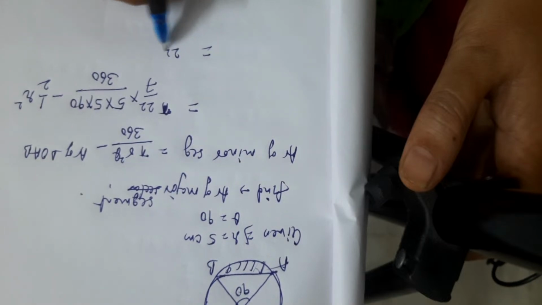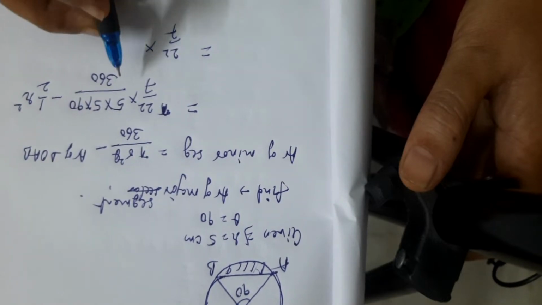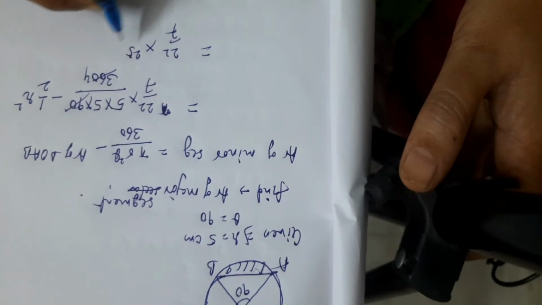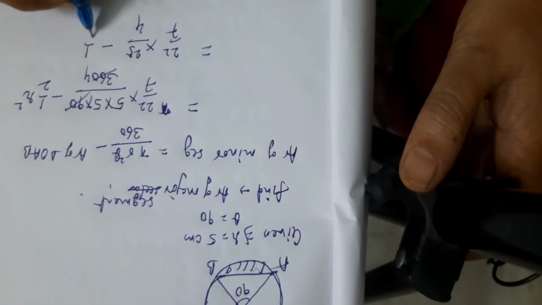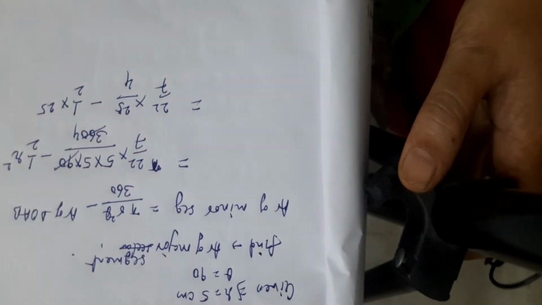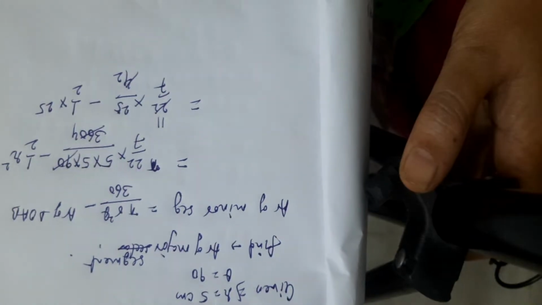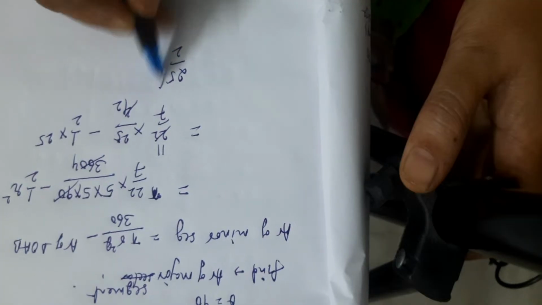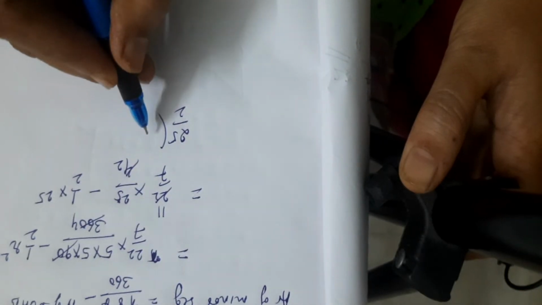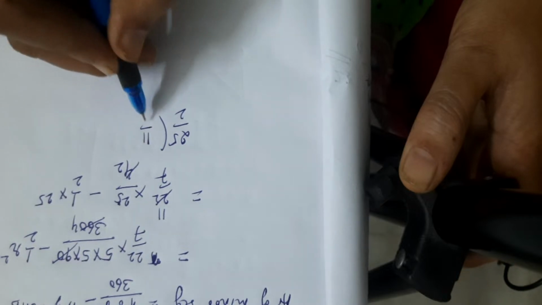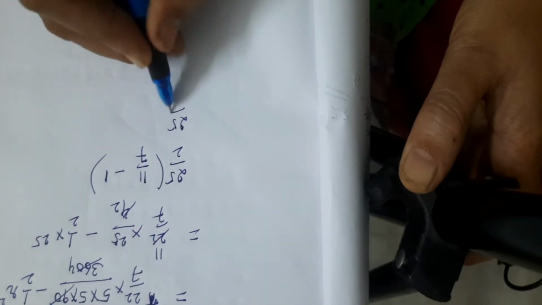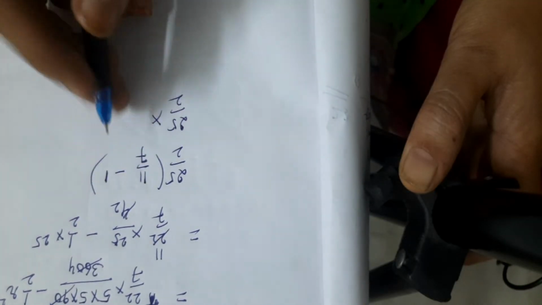So here 22 by 7 multiplied by 25. 9 4s are 36, so it's 25 upon 4 minus half, 5 into 5 is 25. So finally here we can take 25 by 2 common. Taking 25 by 2 common, we are left with 11 upon 7 minus 1. So finally 25 by 2 multiplied by 11 minus 7.